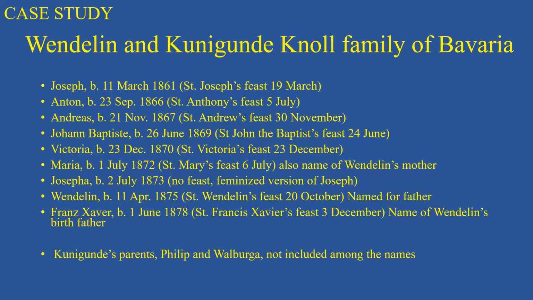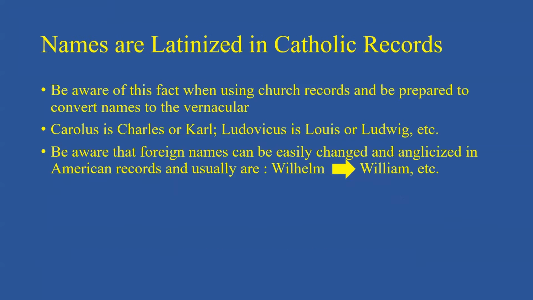Wendelin is the name of the father. Francis Xavier is not named after a feast. In this case, it's the name of Wendelin's birth father. So patronymical custom did come into play there, even though the saints' names were also being used. But the mother's family, Kuni's family, Philip and Walburga, were not included among the children at all. So it was not useful to use these names really in trying to project back into earlier generations.